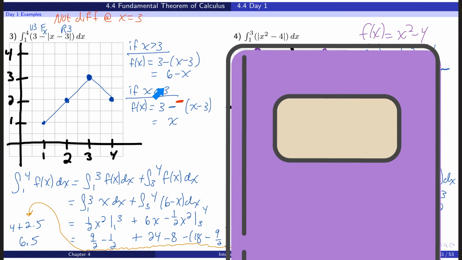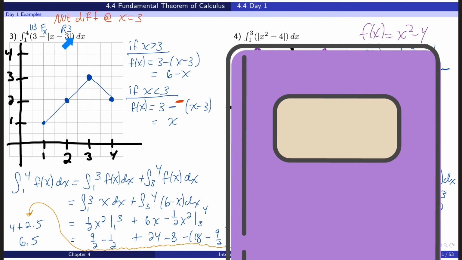If I pick numbers that are less than 3, like 2, 1, or 0, the absolute value quantity is negative, so that means I need to write this with the opposite of what was inside there. I can't have a negative output from an absolute value, so I need to say the opposite of that negative quantity will make it positive. So the left function is this, the right function is that.